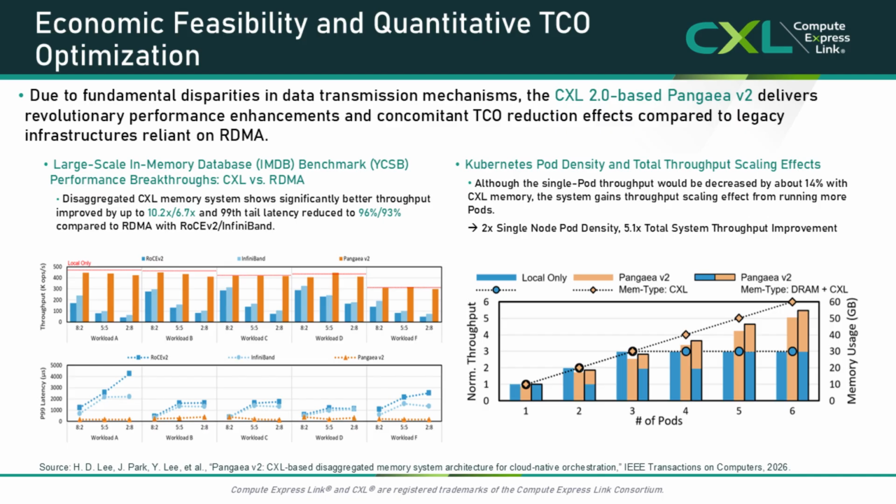Although examining an individual isolated pod may reveal minor performance degradation, approximately 10 to 14% due to the CXL remote access communication, densely packing and concurrently operating a great number of pods on a single physical server proves a phenomenal scale-out effect, elevating the total system throughput by up to 5 times compared to running a single pod.